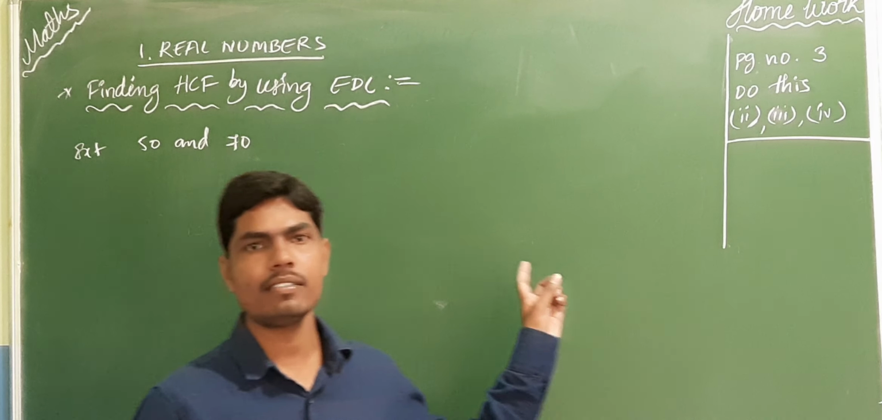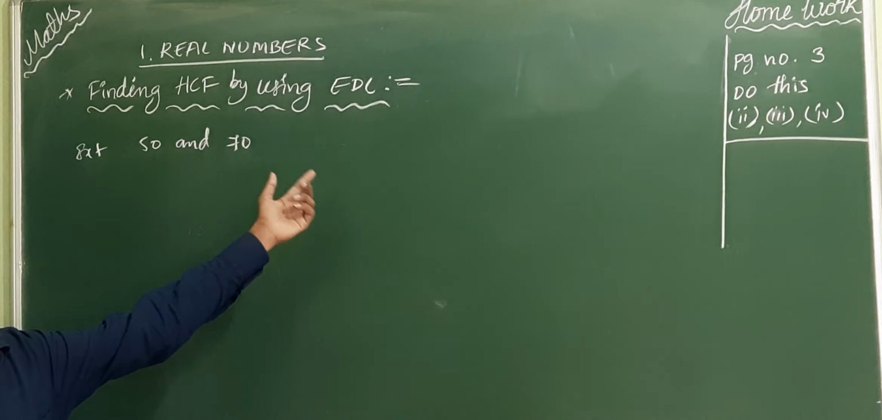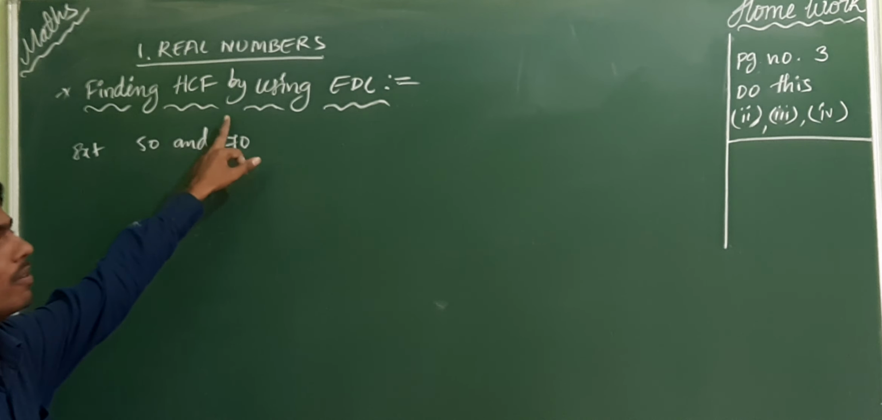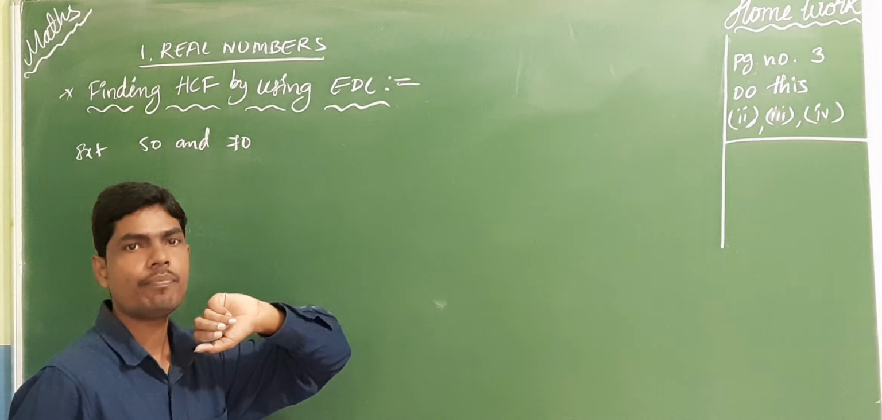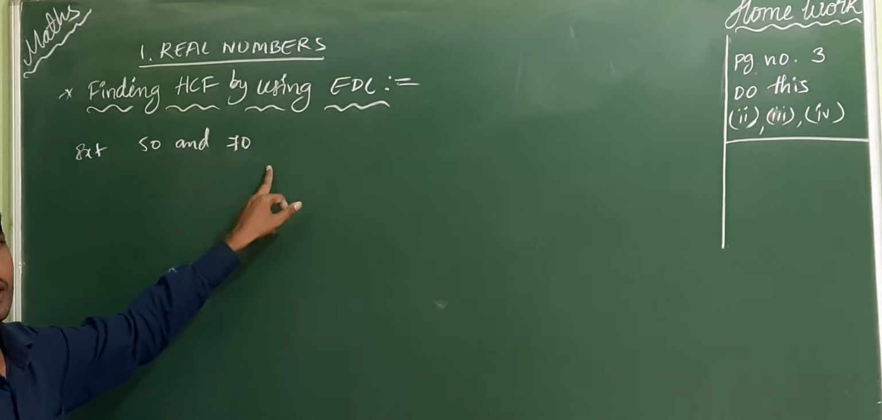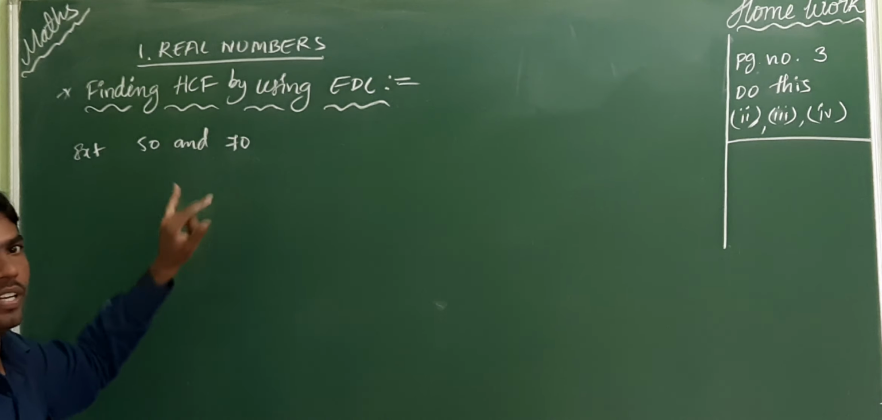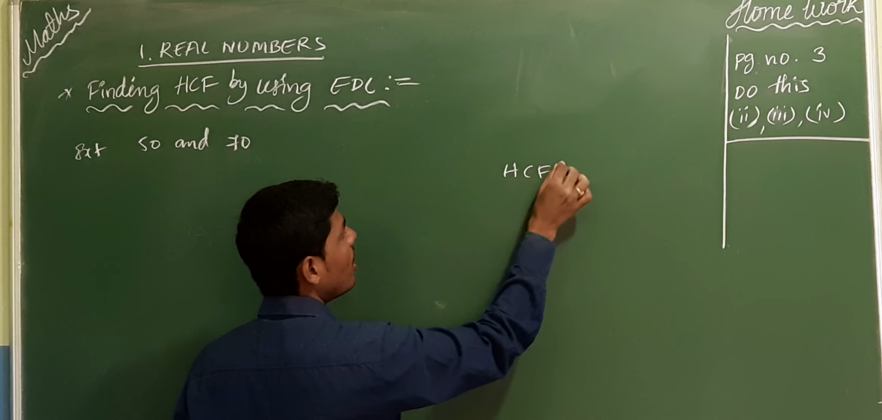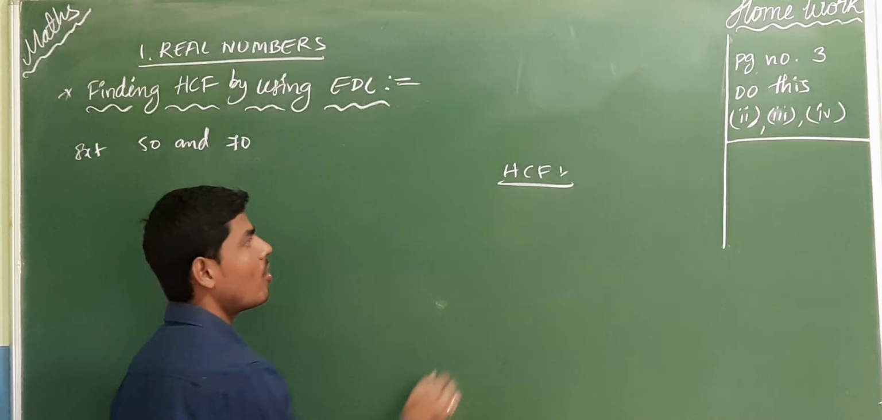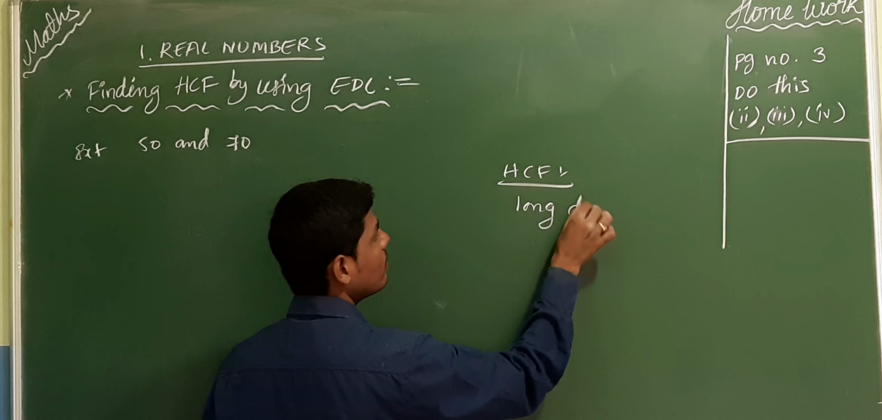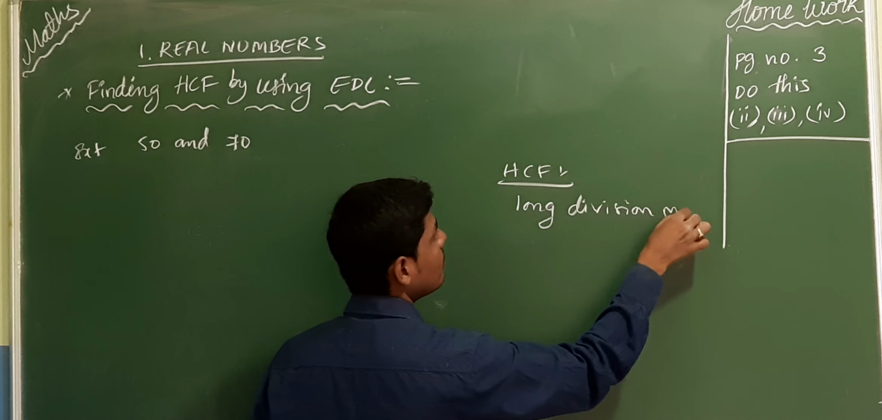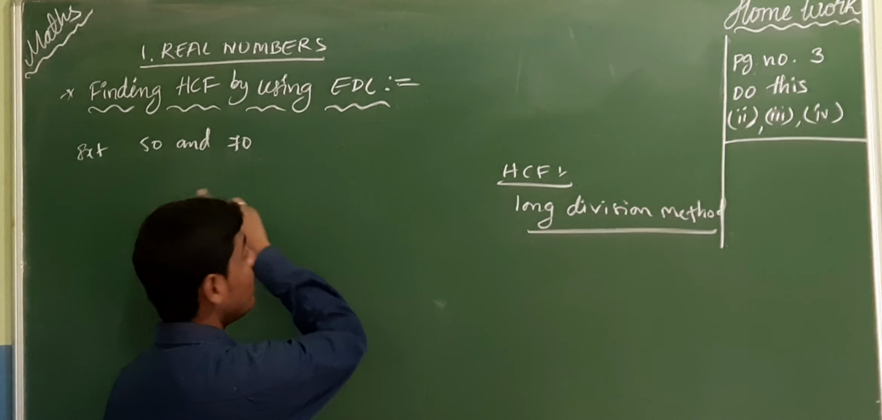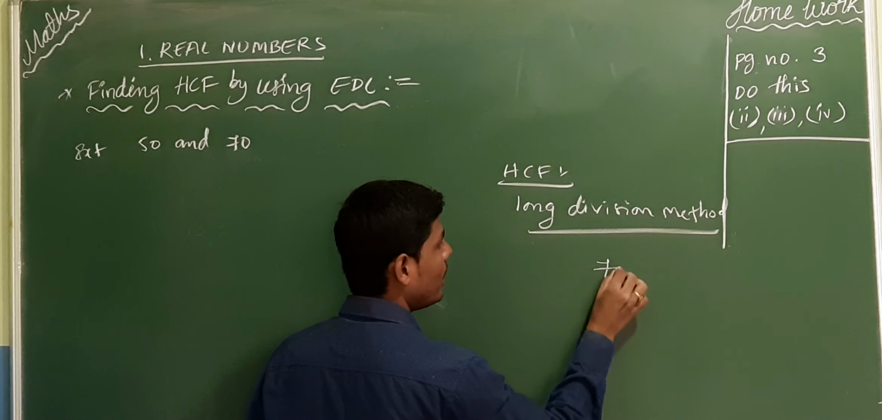Okay students, next, how to apply this Euclid division lemma in our mathematics. Now here, finding HCF by using Euclid division lemma. 50 and 70. These are the two numbers, and for these two numbers we need to find the HCF. What is the process we already know for finding HCF? Yes, the long division method. Which is the greater number? 70. You take that in the middle.